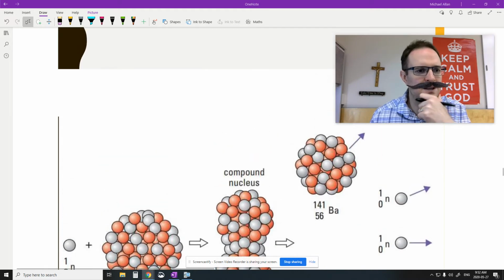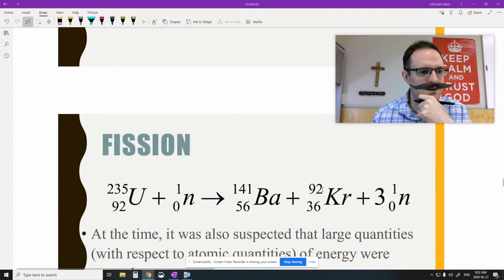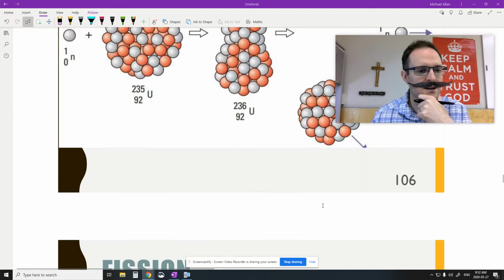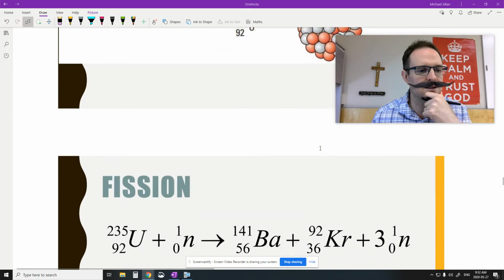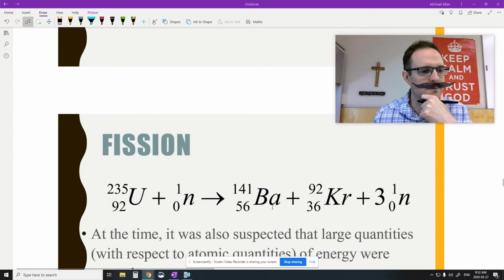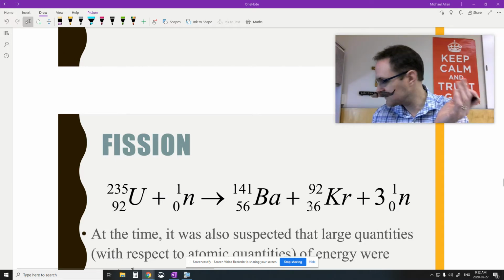Now, those two pieces, in this case, are barium and, I think, krypton down here. I can't tell what it is. Oh, here it is, yeah, krypton. Those two pieces are kind of random. They're pretty even in this situation. Maybe not as even as I thought it would be, 56 and 36, but they could be a few different things. It could be xenon, as long as the numbers add up.